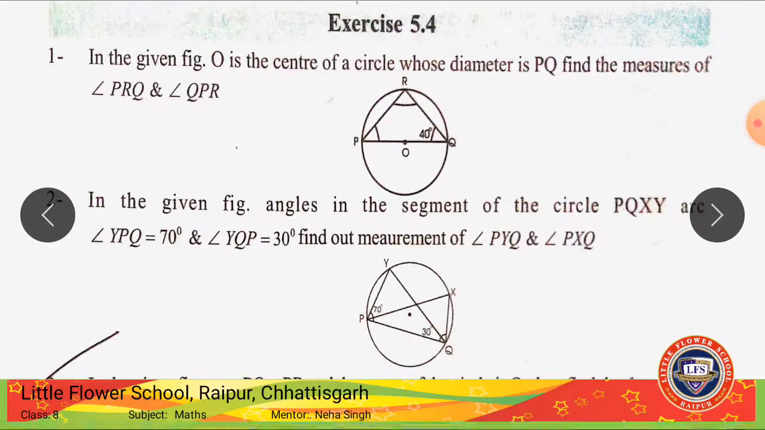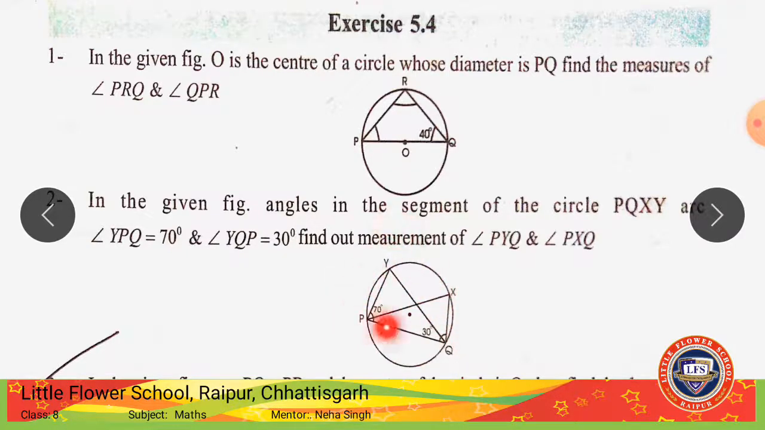Now moving on to the second question. In the given figure, angles in the segment of the circle, arc PQXY, right, and angle YPQ is 70 degree and YQP is 30 degree, right? So you need to find the measure of PYQ and PXQ.